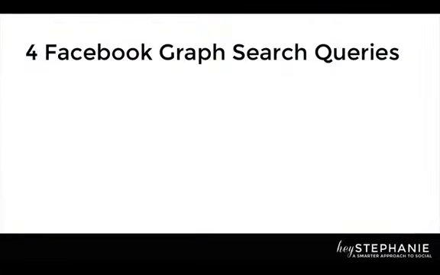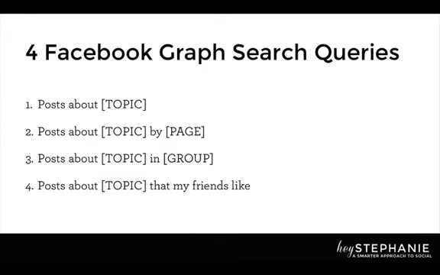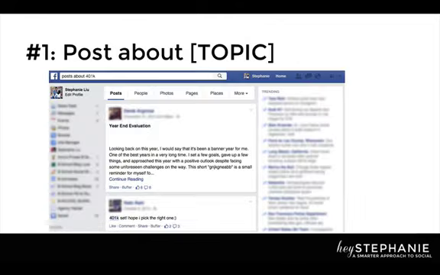Here are 4 search queries that you can try out right now in the Facebook search bar. You could do a search for posts about a specific topic, posts about a specific topic by a page that you're a fan of, posts about a topic in a group that you're a part of, or you could also do a search for posts about a topic that your friends like. Okay, now it's time to dive in. Let's start with posts about a topic.